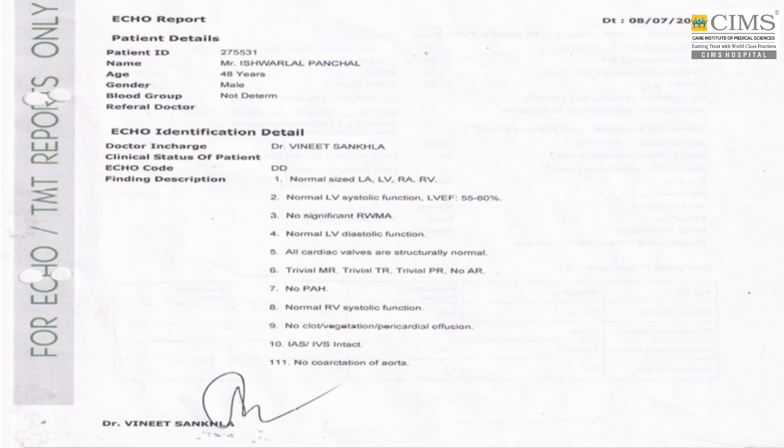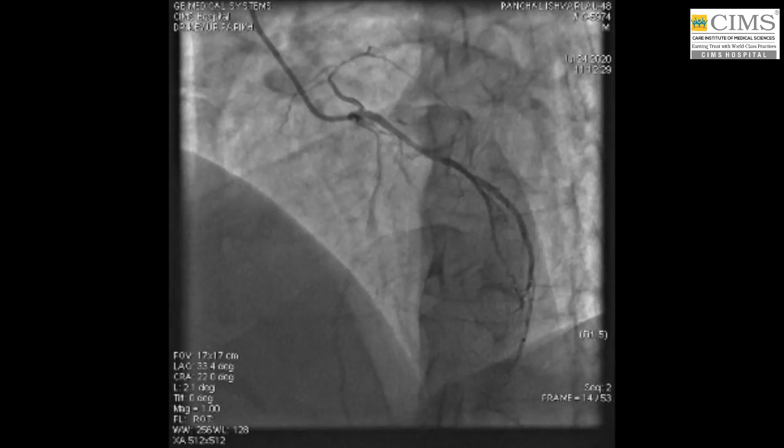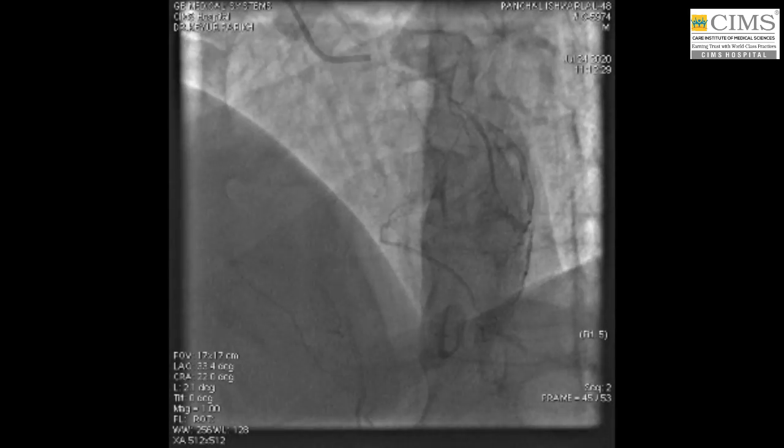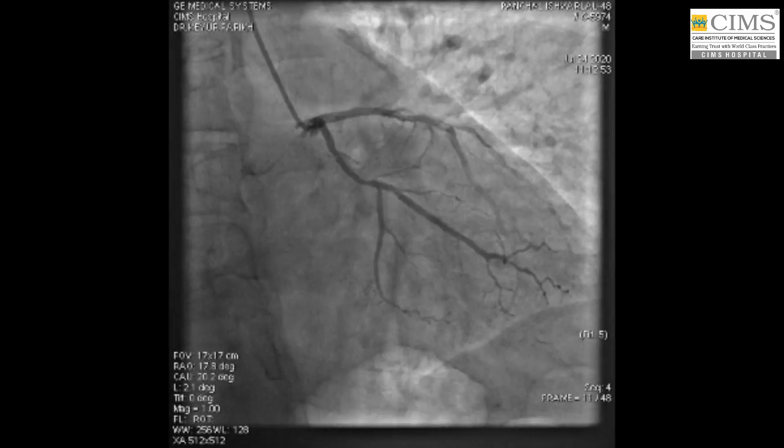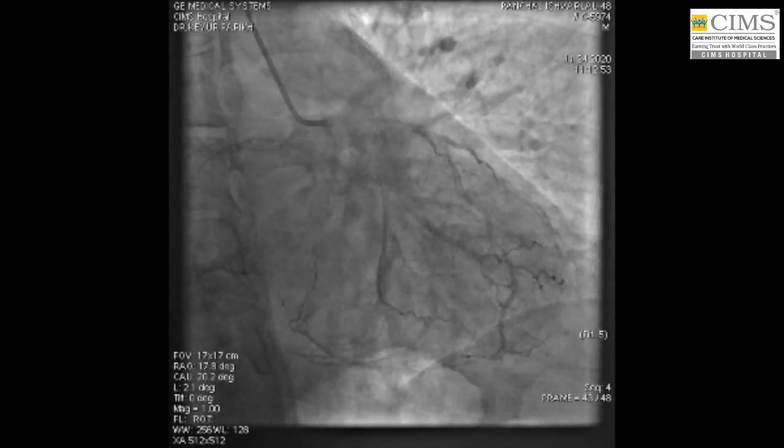This is the echo report which shows near normal LV systolic function, and there is no regional wall motion abnormality. There is no significant mitral regurgitation here. And let us come to the angiography. Now this is the left coronary angiography. This was done by the right radial route with a TIG 5F catheter, and these are the angiofilms.